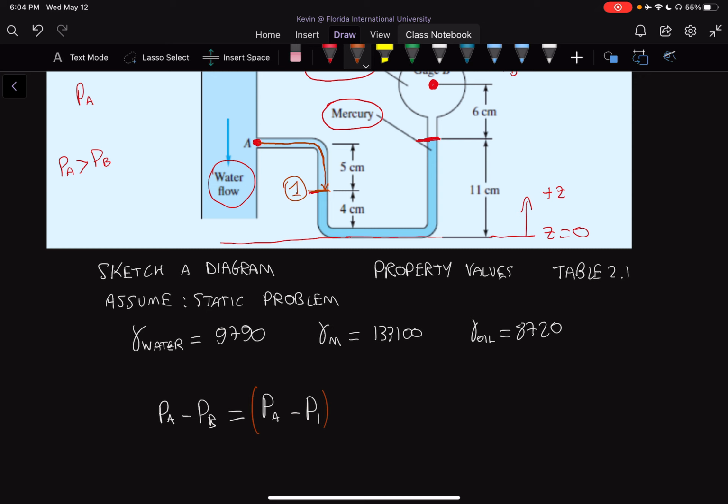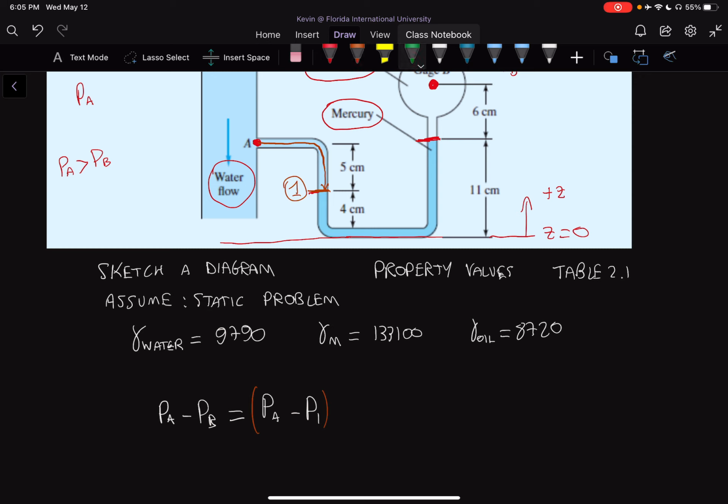Now, PA minus P1 is my first step. From there, I know that pressure 1 of water is going to be the same as pressure 1 of mercury. So the next step is to travel from there up until the system changes again.